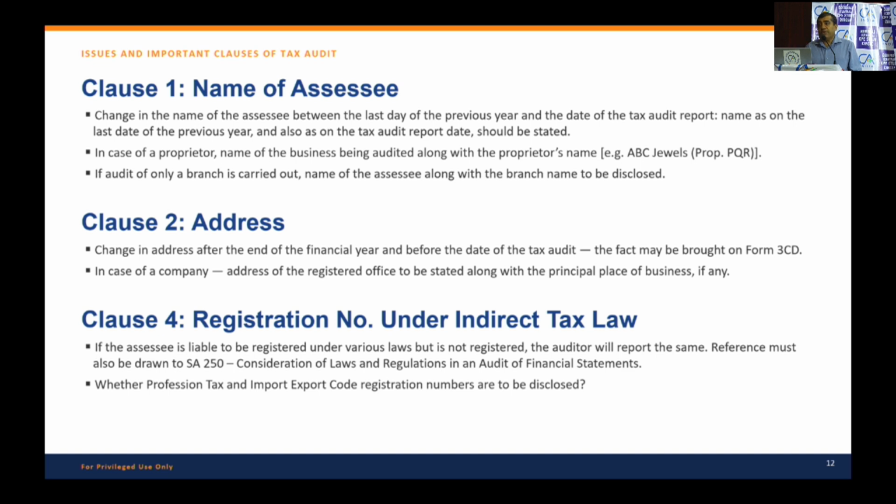Basically, profession tax is not a category of indirect tax, though it is managed by the GST or VAT department or indirect tax department, it is not within the category. Therefore, profession tax number is not reportable. Whereas the IEC, import exporter code, deals a lot with custom duties and import duties, those are typically indirect taxes. Therefore, IEC number, if any, has to be reported. So this is something one needs to be careful about when reporting under this paragraph.